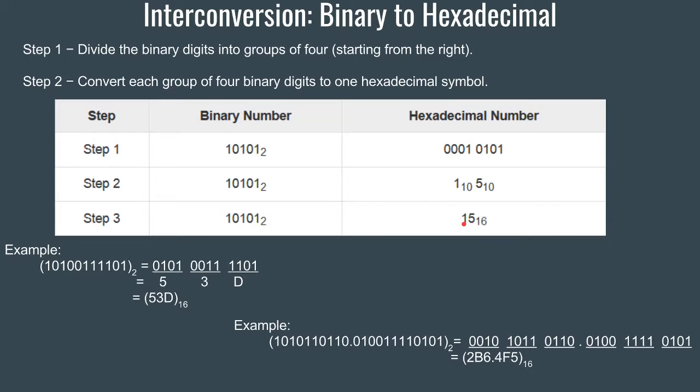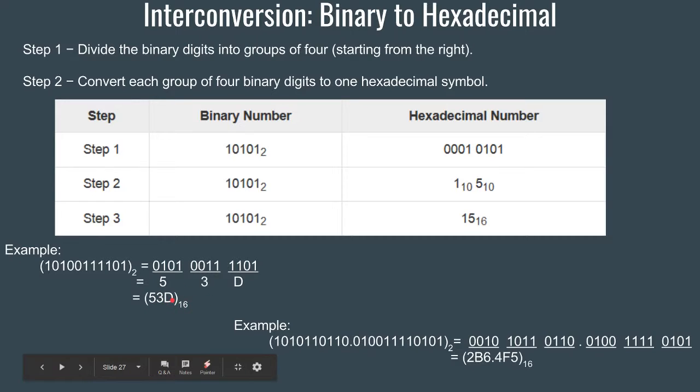Notice the fact that this 1 5 does not actually mean F. It is not F. Let's take a look at this example. This would clear the concept. Here we have 10100111101. Now we start making groups of 4 starting from the right hand side, and we get this. Now 0101 is 5, 0011 is 3, this 1101 is D. Therefore we get 53D base 16 as our hexadecimal number.